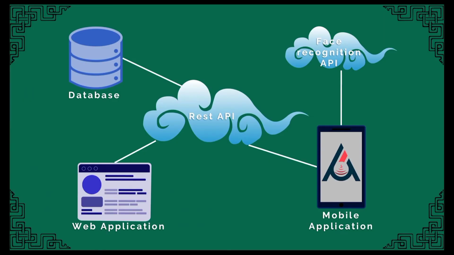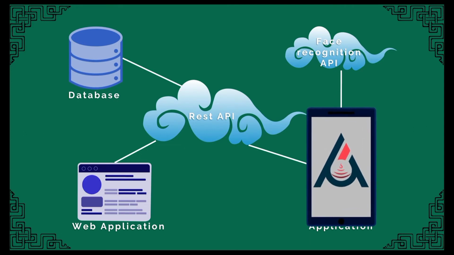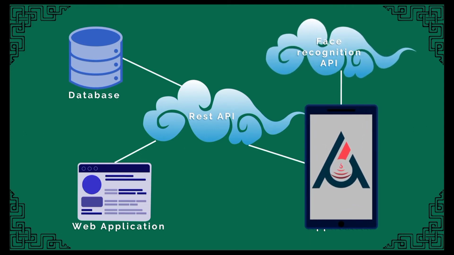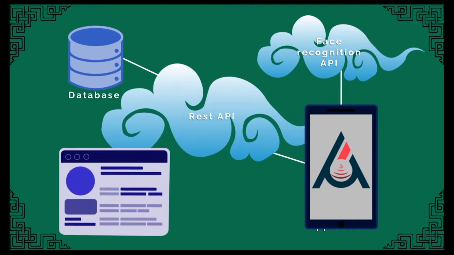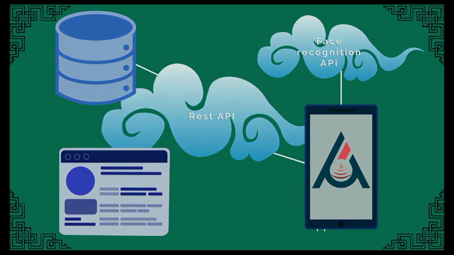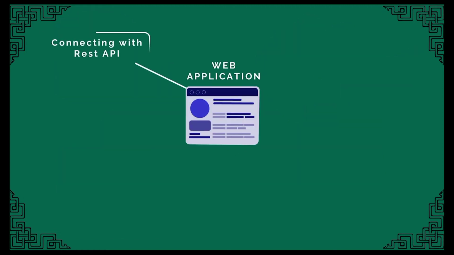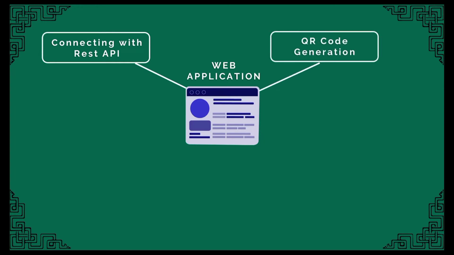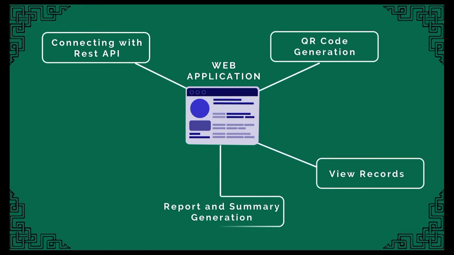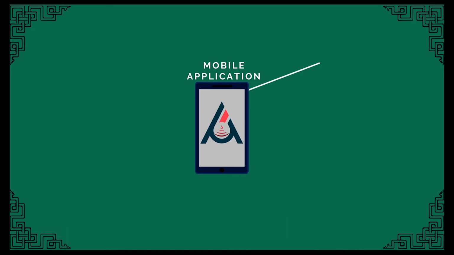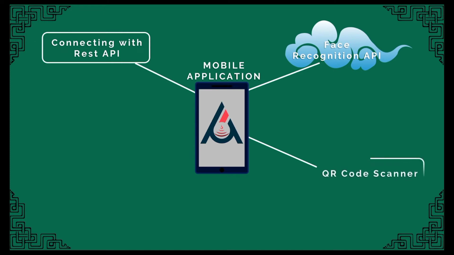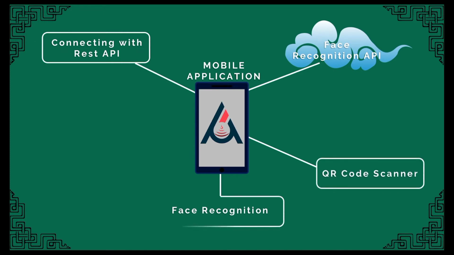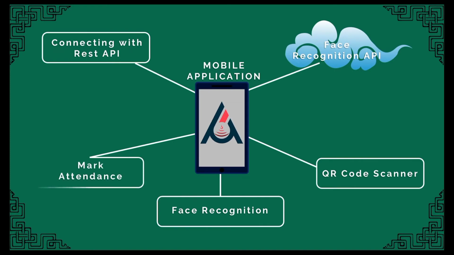This is the system overview of the attendance management system. There is a mobile application which is connected to the face recognition API and REST API. There is a web application which is connected to the REST API, and the REST API is connected to the MongoDB database. The web application is capable of connecting with the REST API, QR code generation, view records, report and summary generation, and user registration. The mobile application is connected to the face recognition API and it is also connected to the REST API. The mobile application is also capable of scanning QR code, face recognition, and marking attendance.